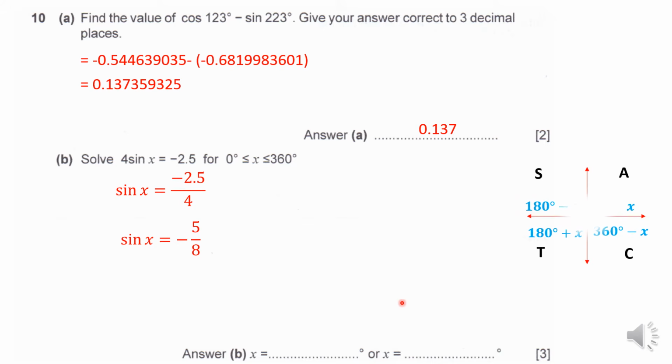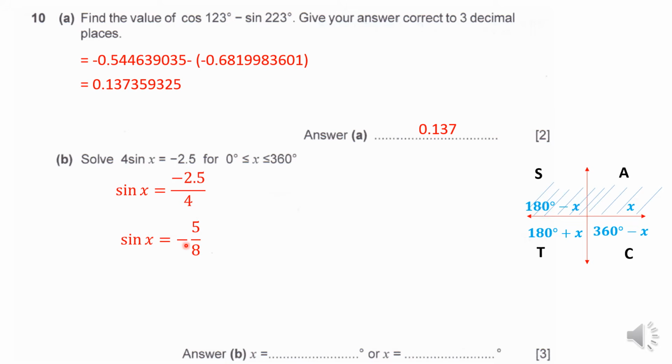So I know that the sine ratio is negative, because in the CAST diagram, sine is positive in the first quadrant and the second quadrant. So I'll go ahead and scratch those ones out. So the solutions for this equation will be in the third quadrant as well as in the fourth quadrant. So I put an x here, so we're going to find our angle x.